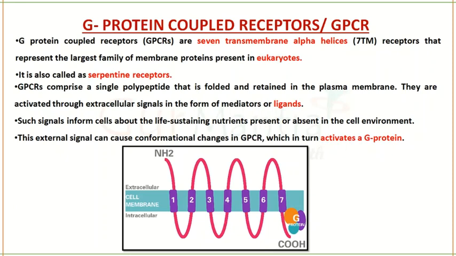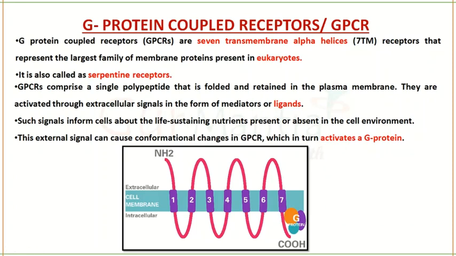They are activated through extracellular signals in the form of mediators or ligands. In simple words, it's a single polypeptide, but it is convoluted or folded many different times in the plasma membrane, and this will be activated when a signal or a ligand binds to its receptor. This is the receptor region to which your ligand will come and bind, and this receptor, which is a 7 transmembrane alpha helix or a serpentine receptor, will get activated.